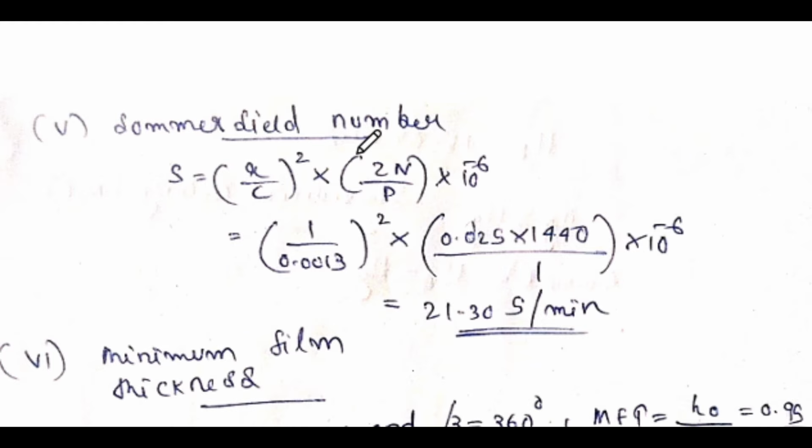Next parameter for journal bearings is to determine the Sommerfeld number. There are two equations, with side leakage and without side leakage, and we will only be taking the equation without side leakage. This is the Sommerfeld number. In this equation we know the value for R by C, we know Z, we know N, we know P. Here also I made a mistake as 1, it's 0.83. I have corrected it. With 0.83 it is 25.6, and the unit for the Sommerfeld number is second per minute. So the fifth parameter is done.